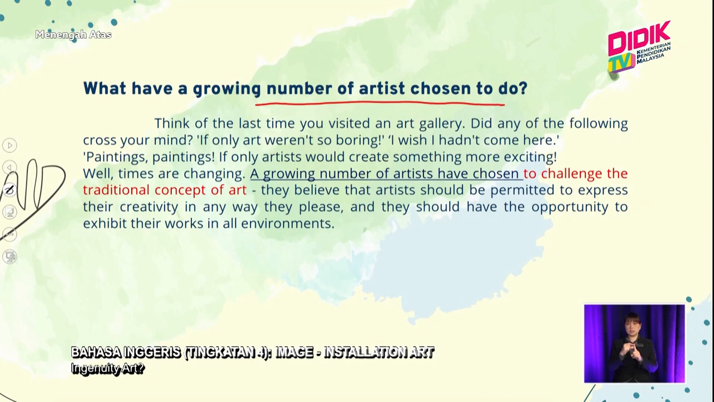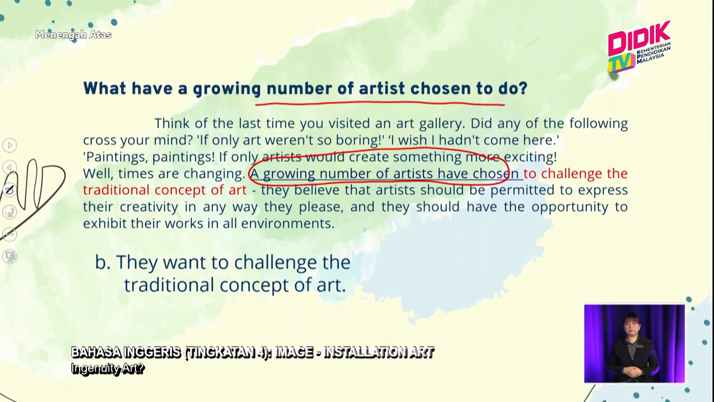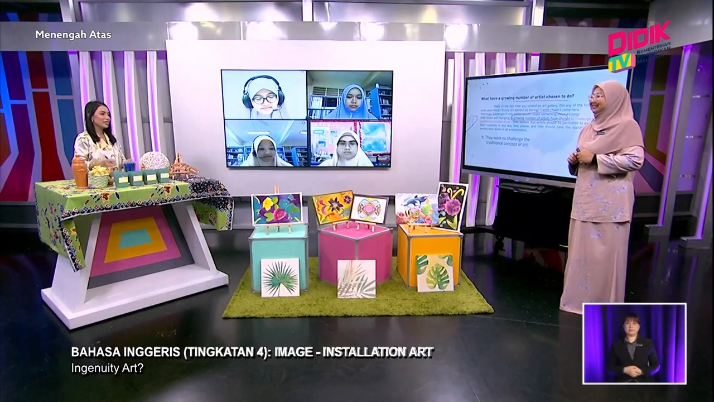So just now, in the question, it mentioned growing number of artists chosen to do. So inside the text, we have it here, right? So the answer should not be far away from that statement. So here, the answer, yes, they want to challenge the traditional concept of art, because it mentioned here. It's also the same exact sentence, so yes, it should be correct.